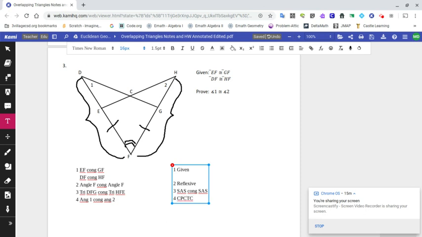Okay, so that's it. All right, so the key to overlapping triangles is just being able to spot which two triangles need to be proven congruent to each other. And you can do that by looking at what you're given, which triangles your givens allow you to prove congruent. So that's it. All right, we'll see you next time.